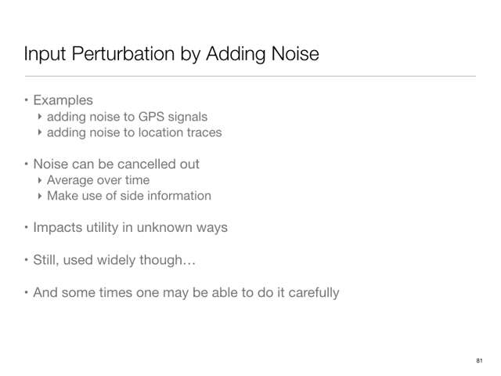The problem is, all these kinds of things in general can be cancelled out with side information, and that's the analog of the linkage attack in the case of the type of data we were just talking about. I can average over time, I can make use of map information, whitelist, white pages, stuff like that. And the other thing is, adding noise impacts utility in unknown ways.